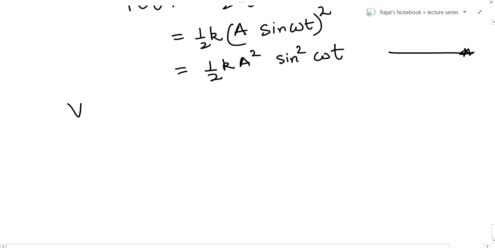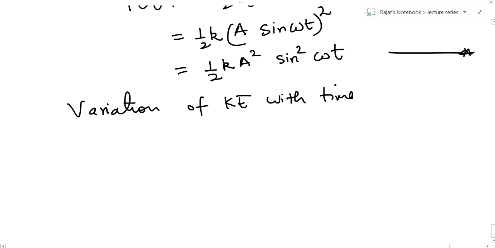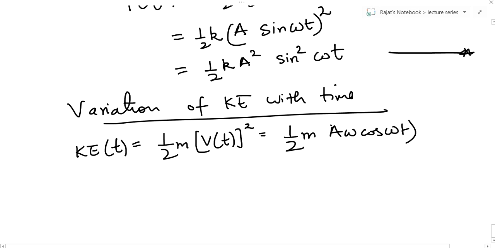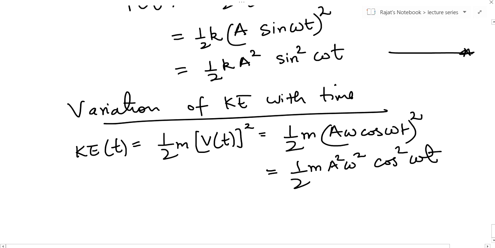What is the variation of kinetic energy with time? This is also very easy. Kinetic energy as a function of time t will be half m v(t) whole square. So half m, a omega cos omega t, whole square. So this will be half m a square omega square cos square omega t. This is the variation of kinetic energy.